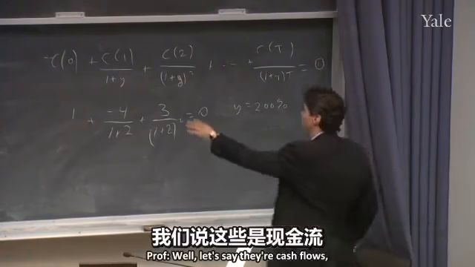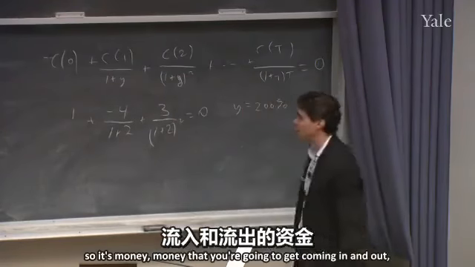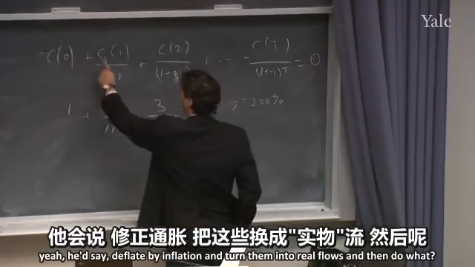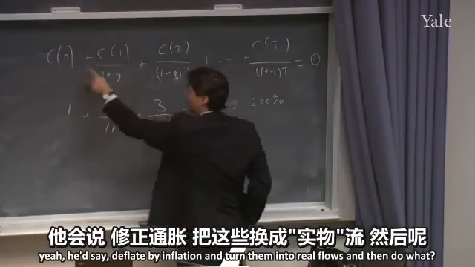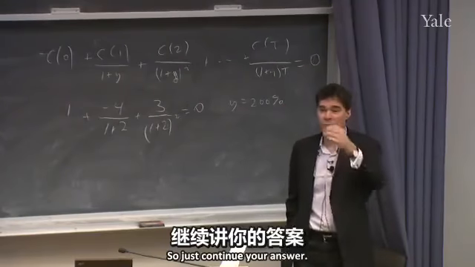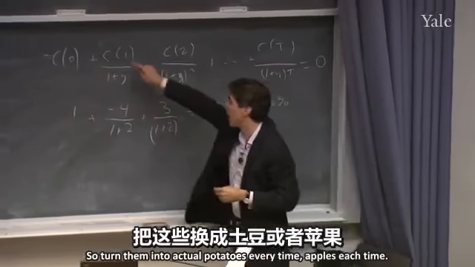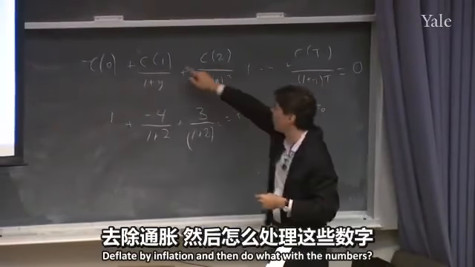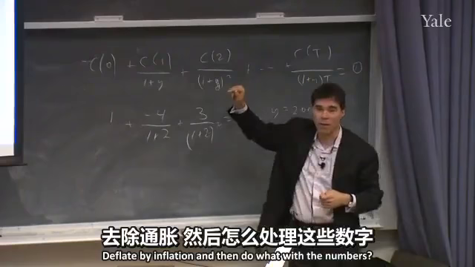Well, let's say they're cash flows, so it's money that you're going to get coming in and out. Yeah, he'd say deflate by inflation and turn them into real flows, and then do what? So just continue your answer. So turn them into actual potatoes every time, apples each time, deflate by inflation, and then do what with the numbers?